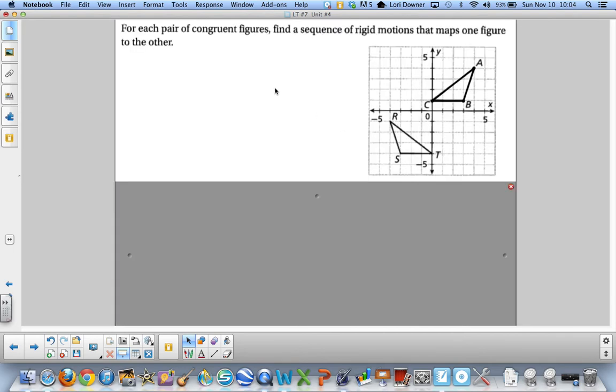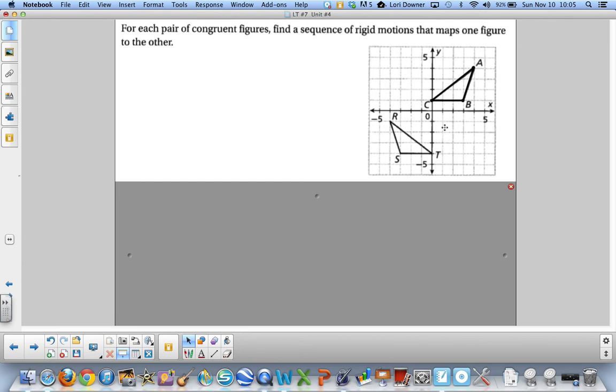Okay, I'm going to have you try this one on your own. Come up with a sequence of rigid motions that will map this triangle ABC to this triangle, RST. Keep in mind, if it looks like it's facing in a different direction, where it's not just a simple translation, then you're going to need to think about a possible reflection or maybe a possible rotation. So I'm going to have you pause this movie.